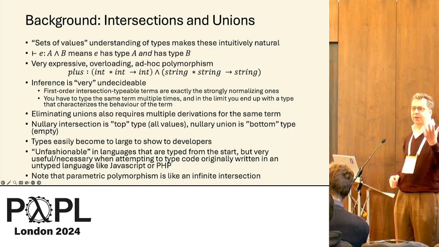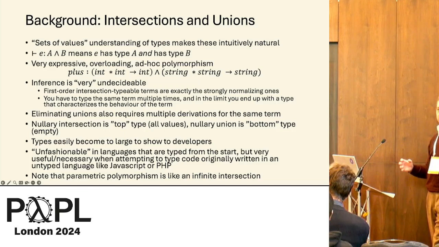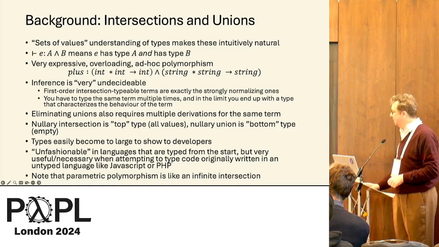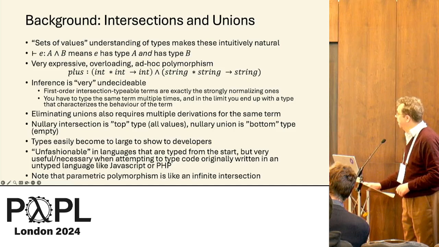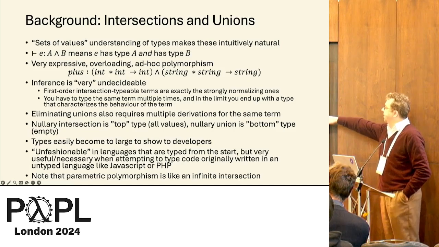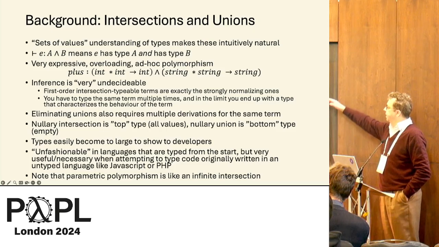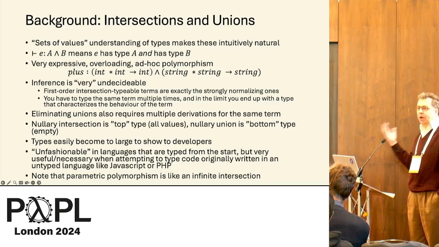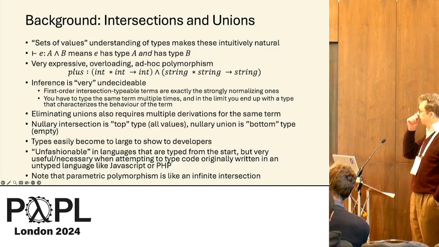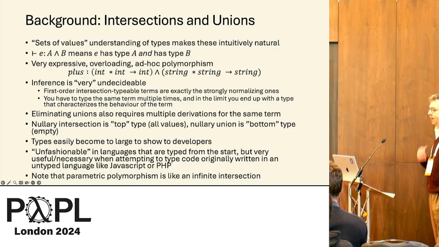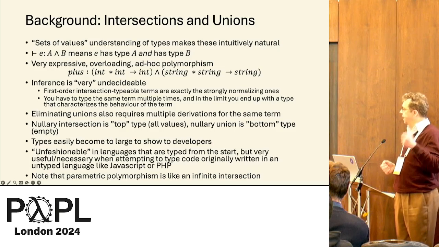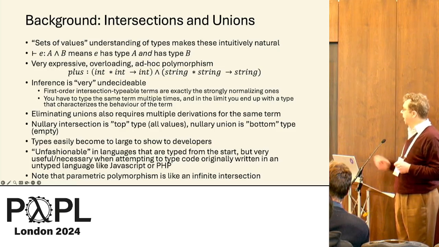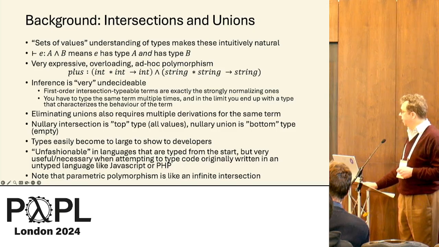So in fact, the first order intersection typable terms are exactly the strongly normalizing ones. So it's kind of obvious that you're not going to be able to infer those in general. And the reason it's very expensive is kind of obvious because you have to type check the same term lots of times to infer intersection types. And union types have similar problems that, if you're eliminating a union, then you have to have multiple derivations for the same term because you have to say, what if it was an A and what if it was a B? These systems also have the disadvantages that types are often very large.